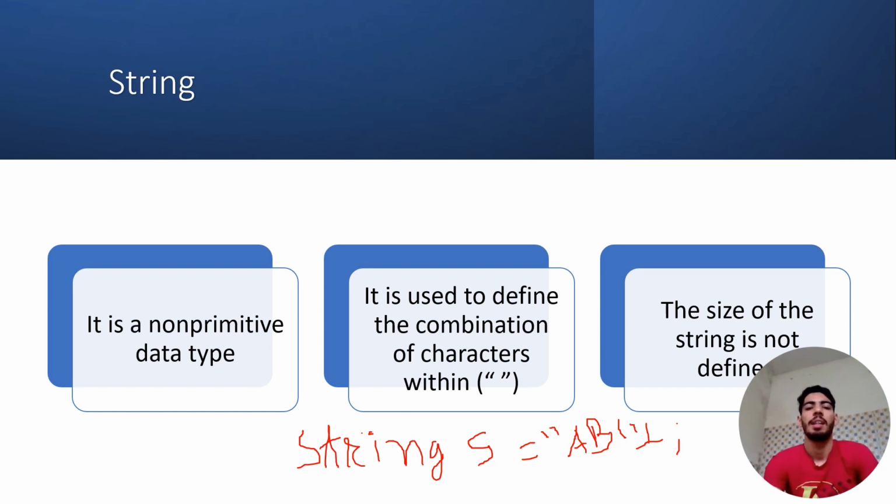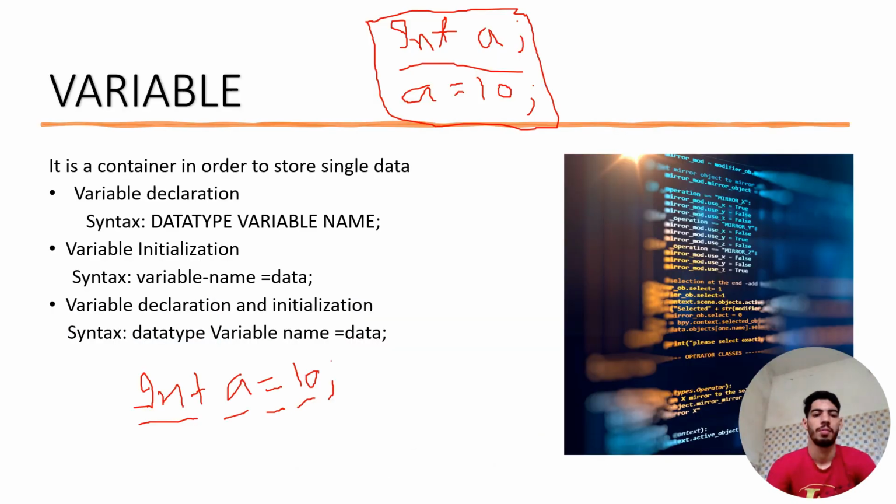So it is used to define the combination of characters with double quotes. Here, as you see, string is the data type and s is a variable name, equals to is the assignment operator, and we are storing some data in it. The size of string is not defined. Here we can store multiple characters and combinations of characters as strings.